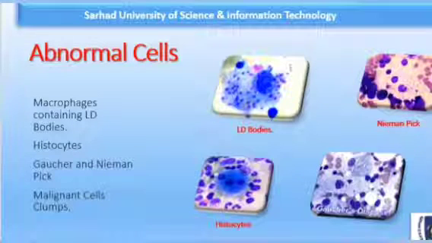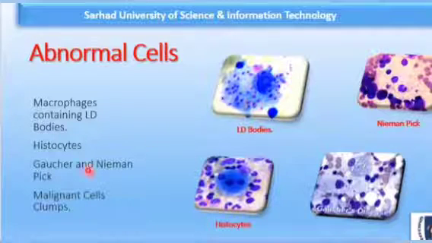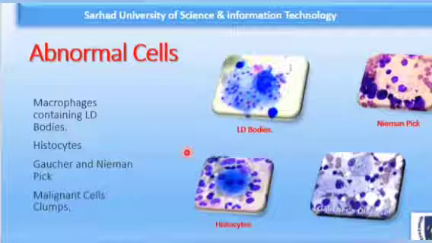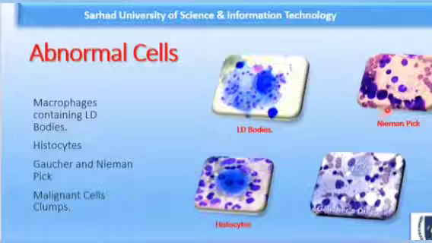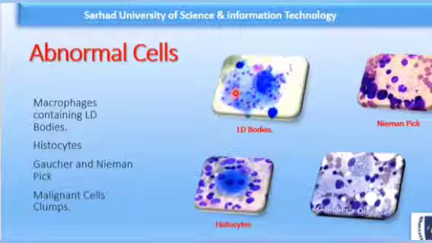So the fourth thing is abnormal cells, and you examine for abnormal cells: macrophages containing parasites, LD bodies, histiocytes, which might be with or without hemophagocytosis, storage cells like Gaucher and Niemann-Pick cells, and clumps of some malignant cells. So these are the abnormal cells, and they also have their own importance. Whenever you are looking at the morphology of a bone marrow, you should not miss these types of cells.